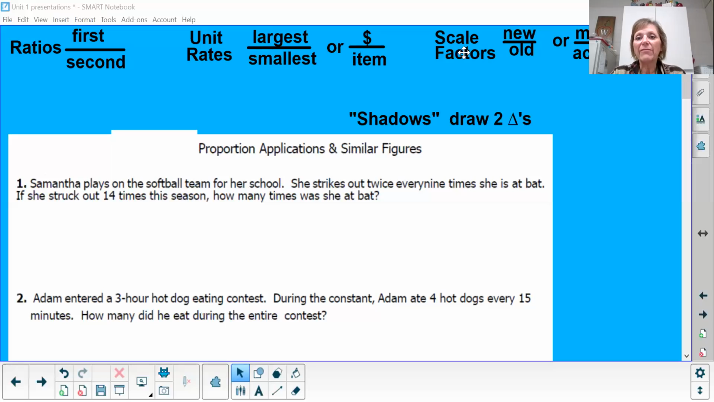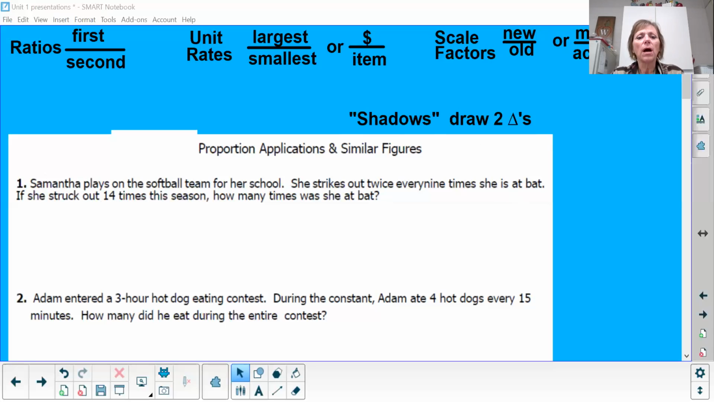Scale factors, we have learned later in this unit. If you're going to do one of those, you either put the new over the old, if they're talking about triangles, like from triangle A to triangle B, or they're talking about a model of something or the actual item. And whenever they want the scale factor for a model or actual item, they want the top number to be a 1. So we are going to go through 1 or 2 of those, so you'll see. Now, if they mention the word shadows, that's where you want to draw 2 triangles and then make your proportion and solve for the missing height or shadow length.